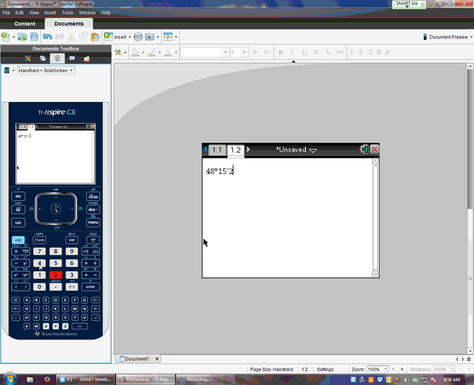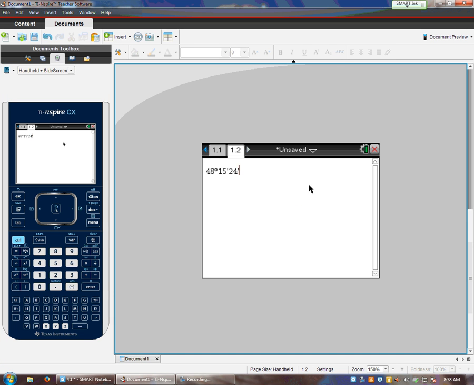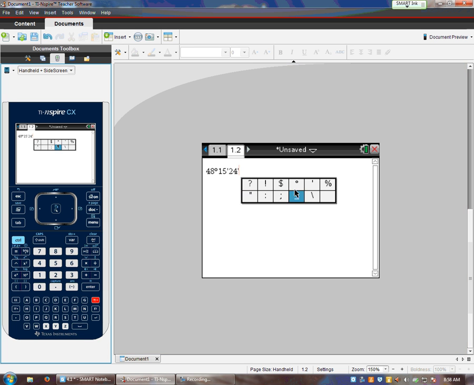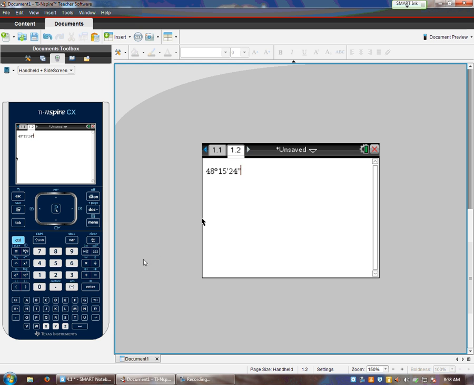So we go 24, but this time, you might think you push this one, but you don't. You actually have to push the minute one twice. So question mark, minute, question mark, minute. That's how we get seconds.